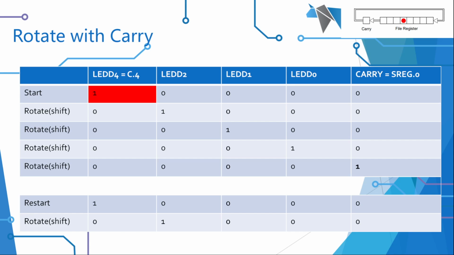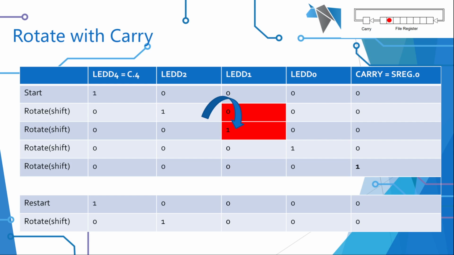If I set a file register, be that a piece of RAM or a port, and this particular start value is 1, it will set it to high. If I then rotate, it will move that to the right, so it will go from the .4 position to the .3 position. If I rotate it again, it will move along, and then it will move along.